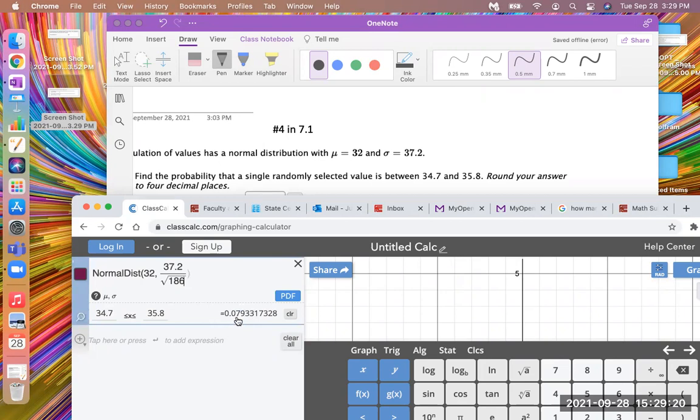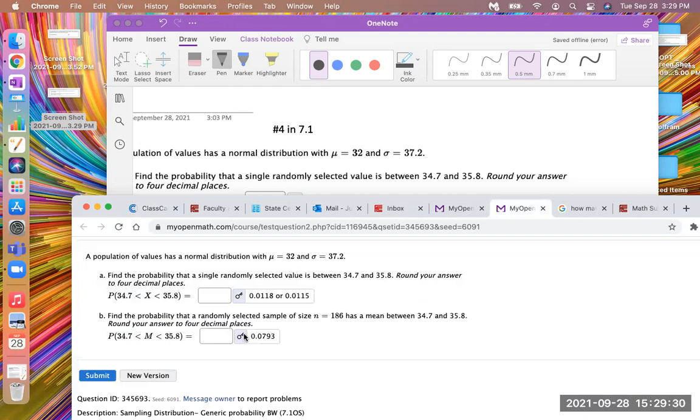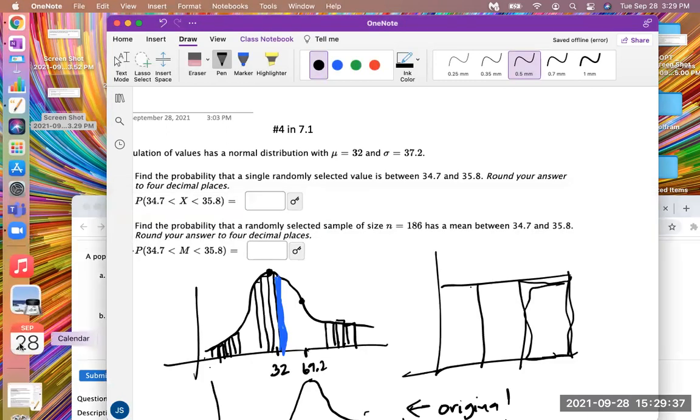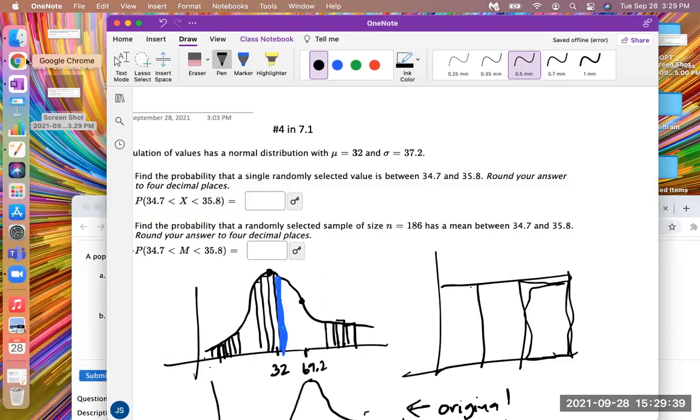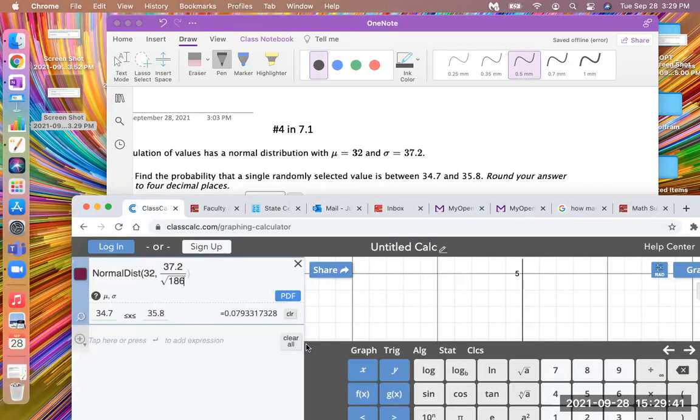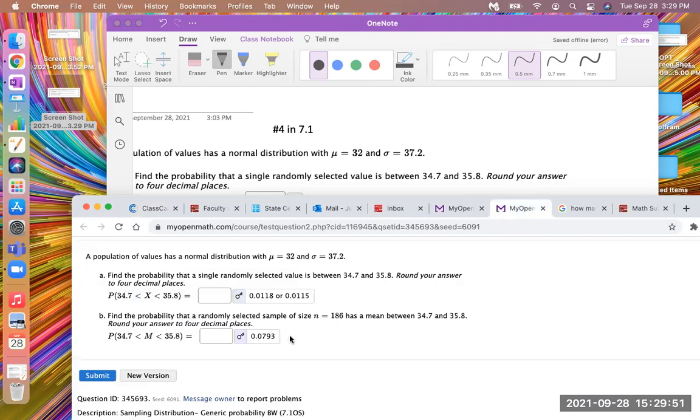It is 0.079. Let's just double check that. 0.079. Yep. And to 4 decimal places, it would have been 0.0793. Yeah, that's exactly what we got.